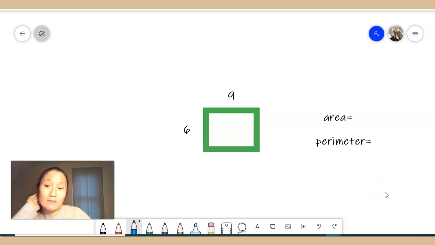Boys and girls, Mrs. Nelson, and we're going to be looking at area and perimeter. You've already done area, which is just multiplying two of these sides.